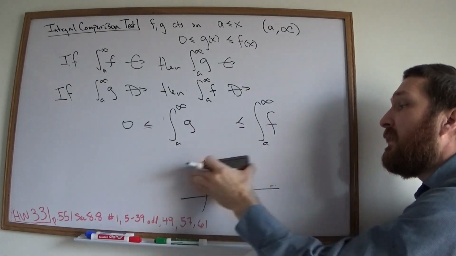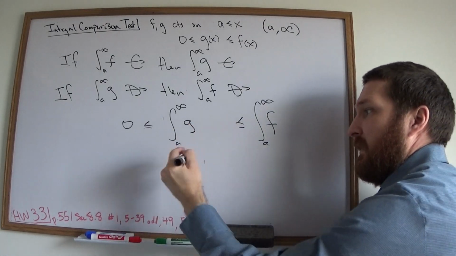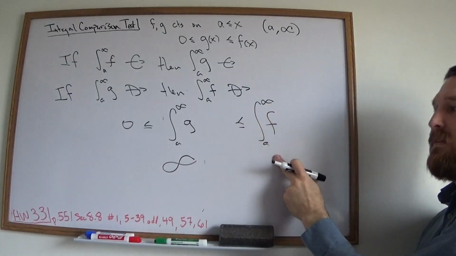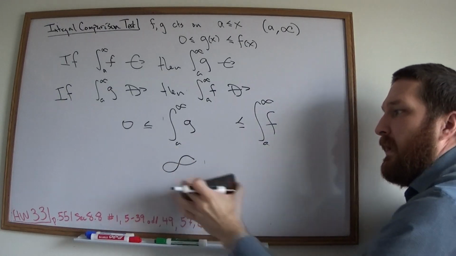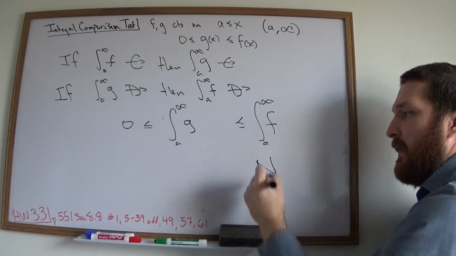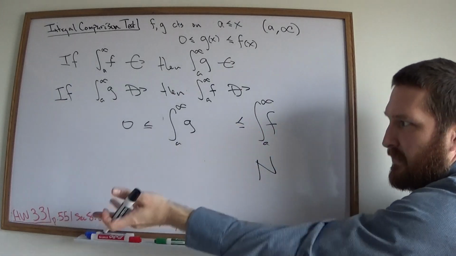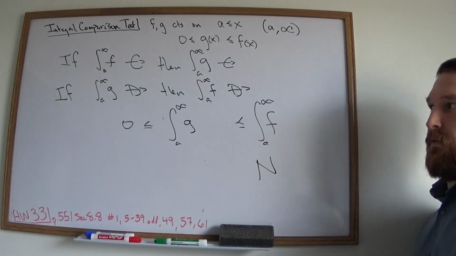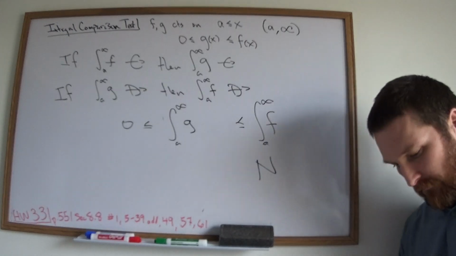But what you can conclude is that if this guy's infinite, then so is that guy. And if this guy's finite, he goes to some finite number, call it n, well, then he's less than that. He also converges, right? So that's what this is.